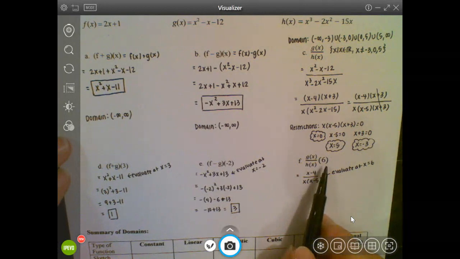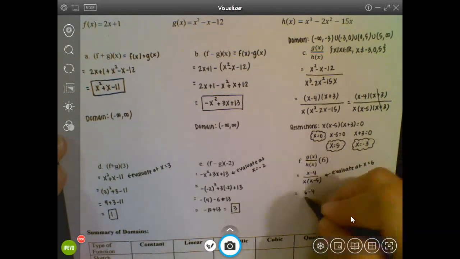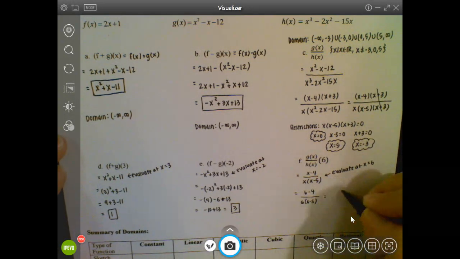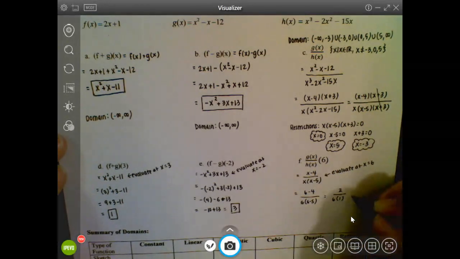I think the 6 is coming from right here in the parentheses. So I'm going to plug in 6. So 6 minus 4 times 6 minus 5. So 6 minus 4 in the numerator is 2, divided by 6 times 1. So 2 over 6 would simplify to 1/3.